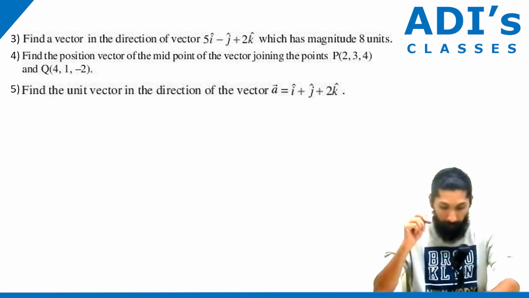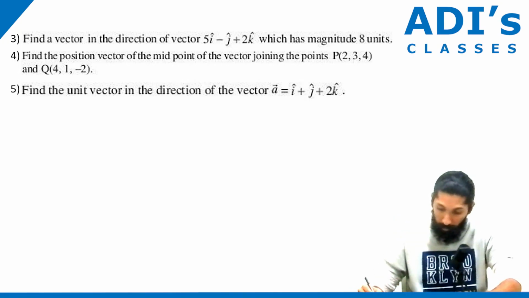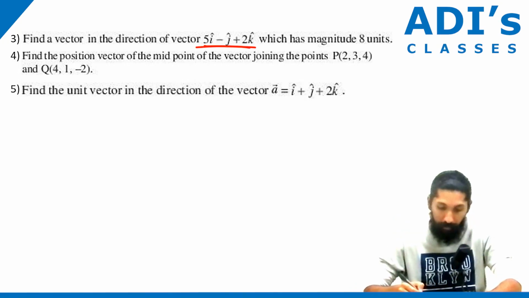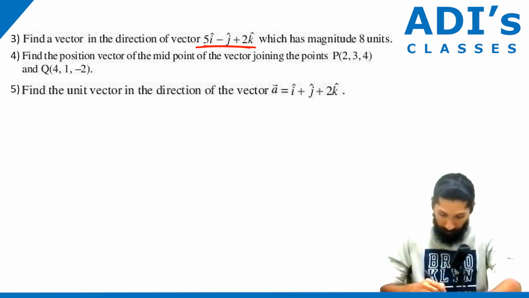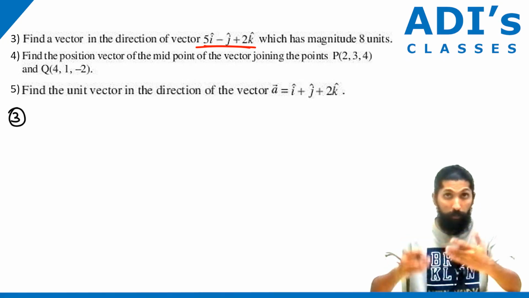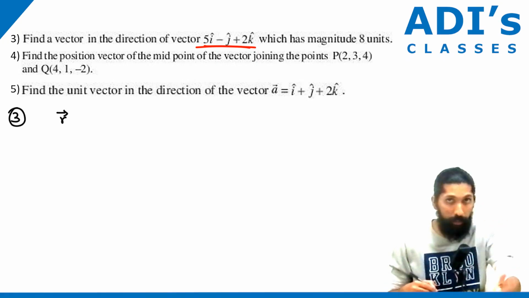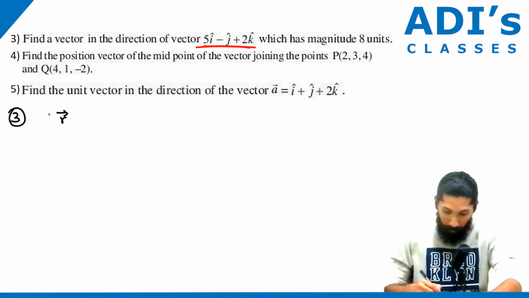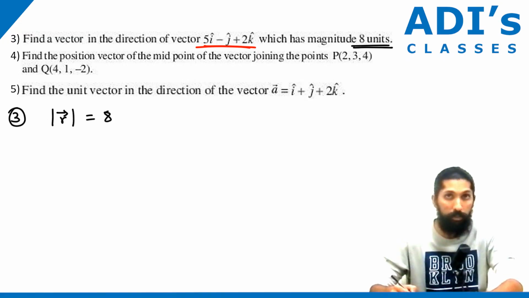See the third one. Find a vector in the direction of this particular vector. So remember, we are looking at this particular vector, which has a magnitude of 8 units. Okay, now here in the third one, let's assume that whatever vector we are trying to find out, let's say that vector is vector r. Okay, so vector r is what you are trying to find out. Now here, mod of vector r is equal to 8, because they're telling magnitude of 8 units. So mod of r is equal to 8.